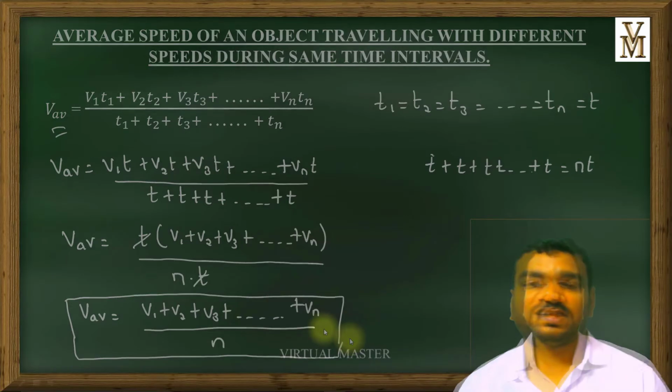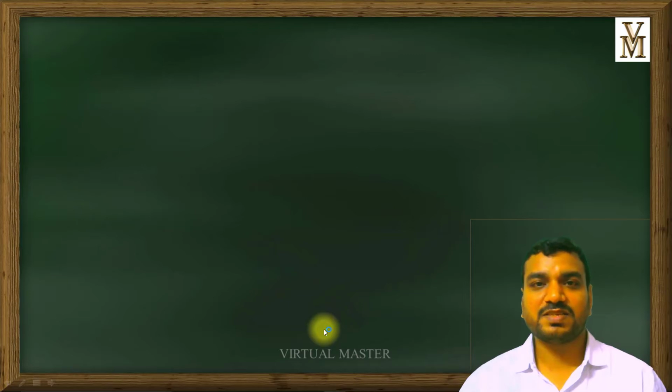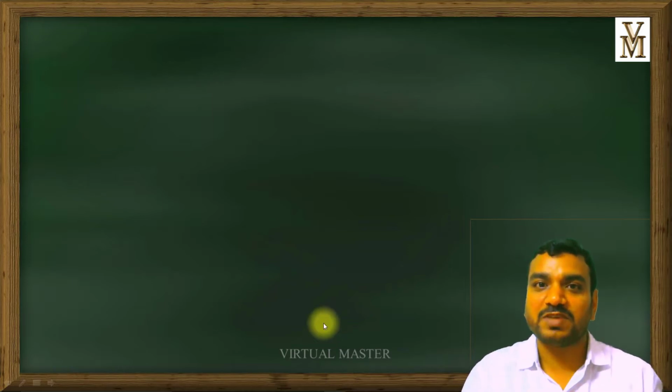In this video session, we have discussed uniform motion of an object and non-uniform motion of an object. Also, we have derived the formula for average speed of an object in different cases. I hope everyone has understood the concepts.